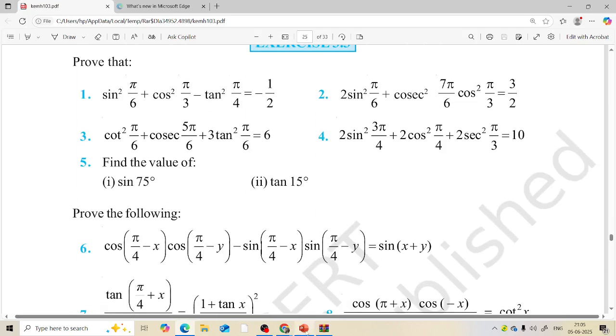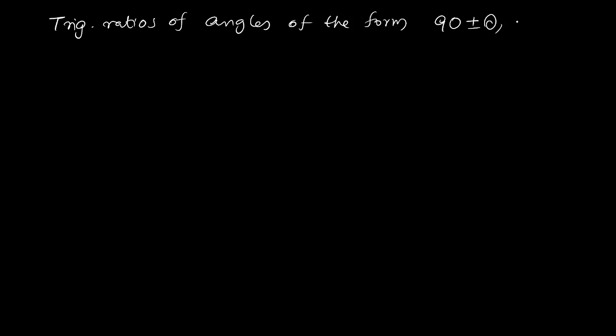The next is, listen. Let me write a heading. This is not a formula, but remember, let me complete this one also, because one question is pending. The sixth one is pending. So let me explain one important result. Let me write a title: trigonometric ratios of angles of the form 90 plus or minus theta, 270 plus or minus theta.